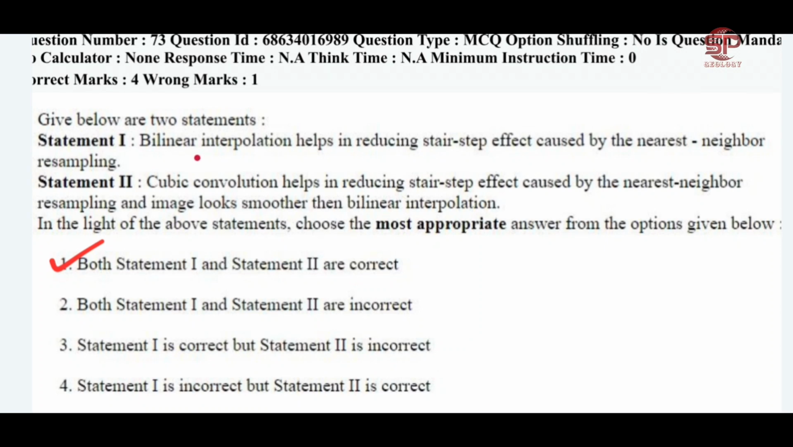The bilinear interpolation helps in reducing the stair-step effect caused by the nearest neighbor. Then cubic convolution also helps in reducing the stair-step effect caused by the nearest neighbor, and the resampled image looks smoother than the bilinear interpolation. These are all related to the image rectification process, or digital image processing.